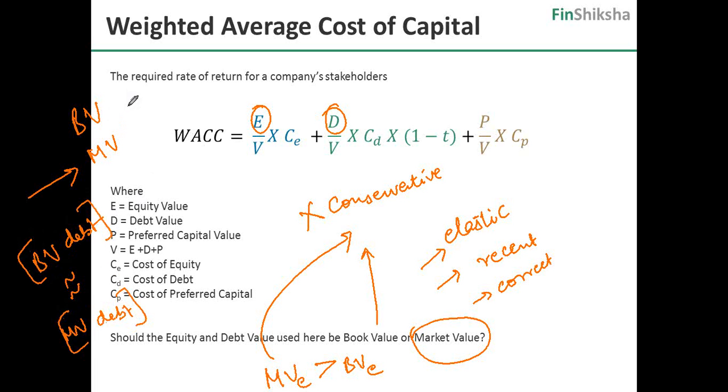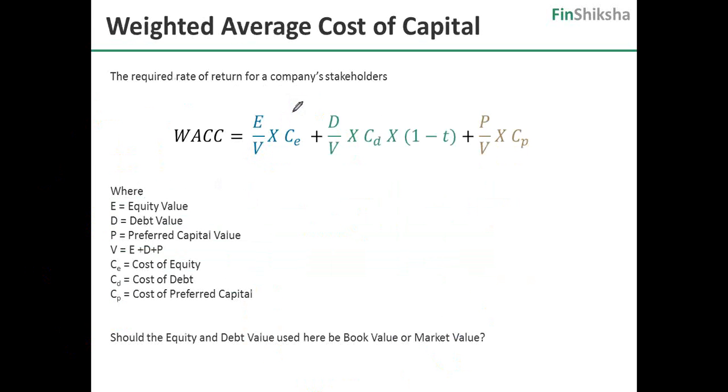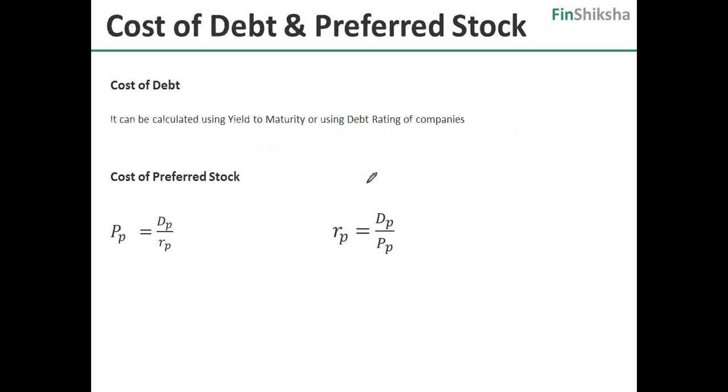But in the case of book value of equity and market value of equity, surely you have to take market value of equity in this. Fine. Now let's move ahead to the components. So we have to calculate cost of equity, cost of debt, and cost of preferred capital. Correct? Let's understand this. So first, cost of debt is what we will look at.